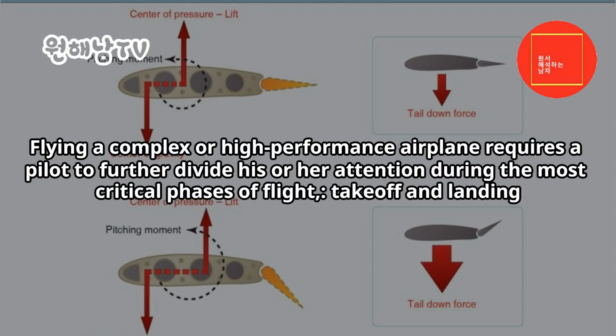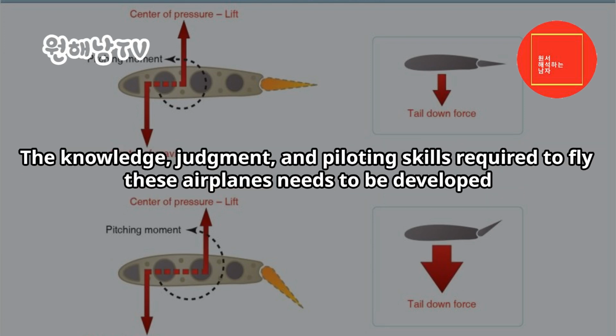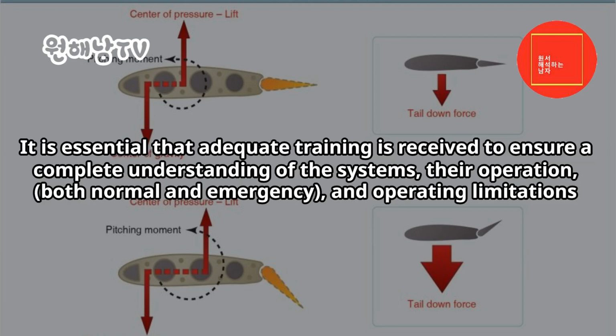Chapter Summary. Flying a complex or high-performance airplane requires a pilot to further divide his or her attention during the most critical phases of flight, takeoff and landing. The knowledge, judgment, and piloting skills required to fly these airplanes need to be developed. It is essential that adequate training is received to ensure a complete understanding of the systems, their operation, both normal and emergency, and operating limitations.